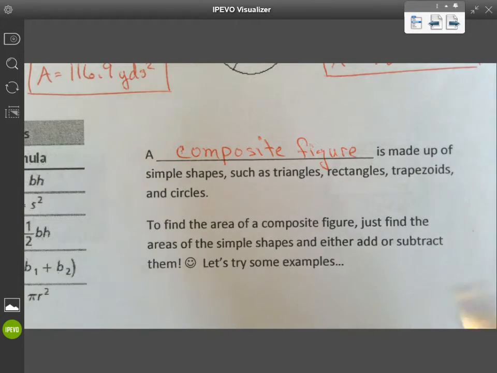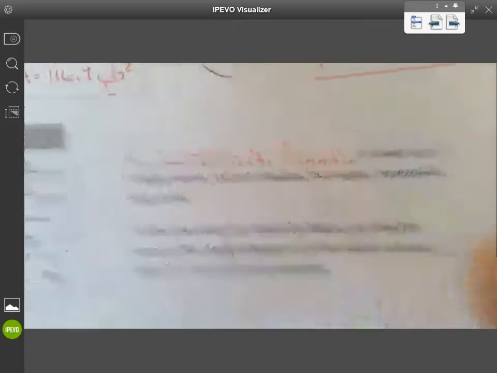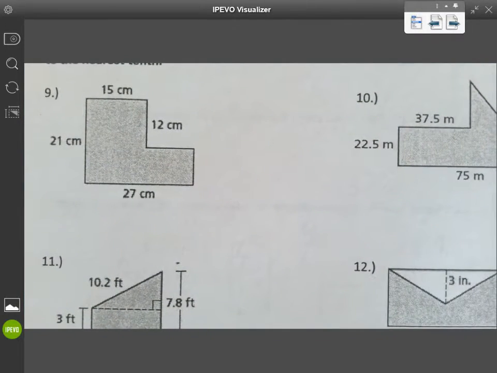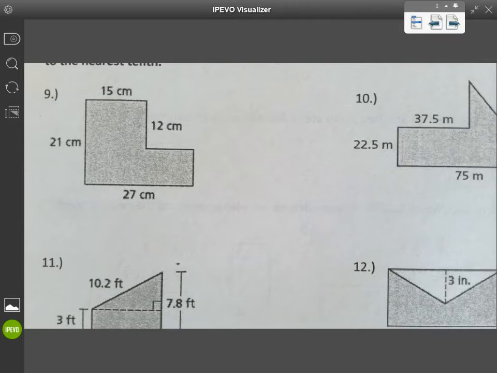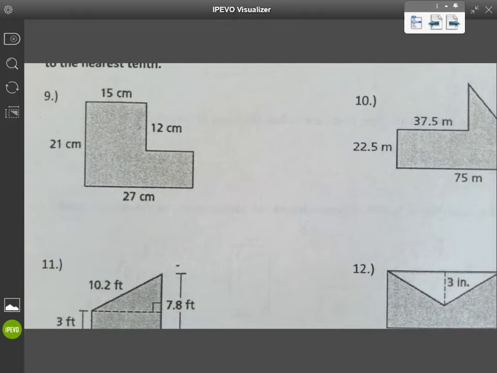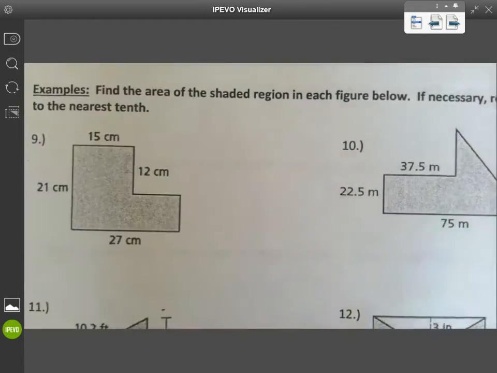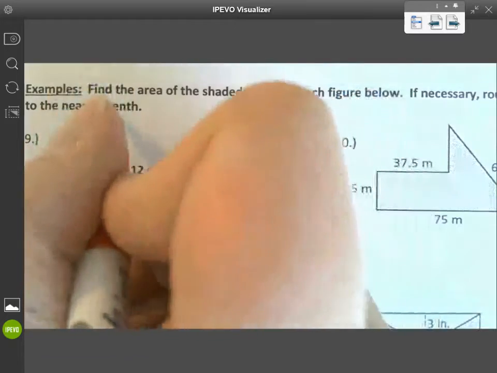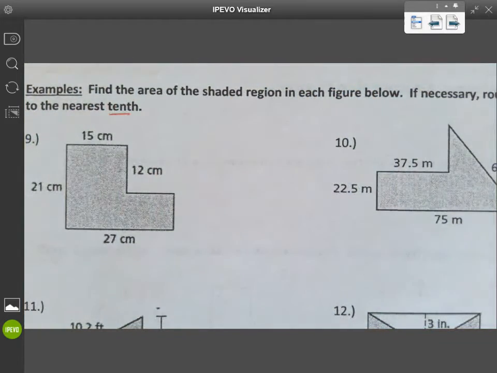add or subtract. Okay, so if you look, I have no idea what this shape would be called. I can tell you how many sides it has and give you a general polygon name, but it's not something specific. So I'm going to break it into shapes that I know. It says find the area of the shaded region of the figure, if necessary, round to the nearest tenth.